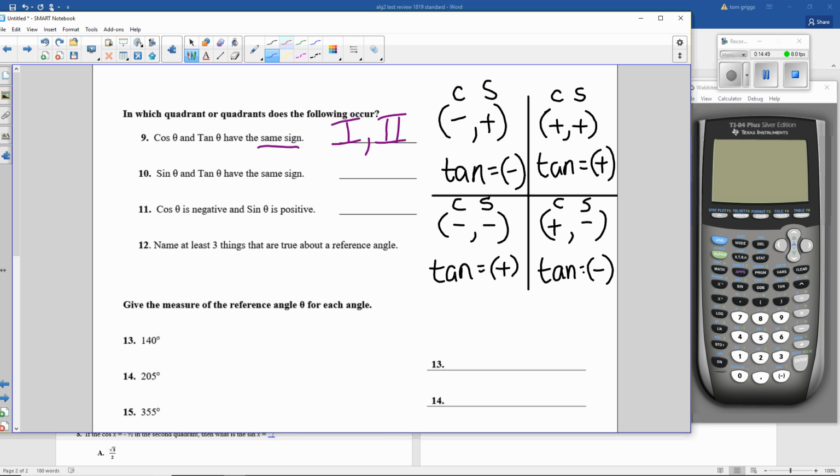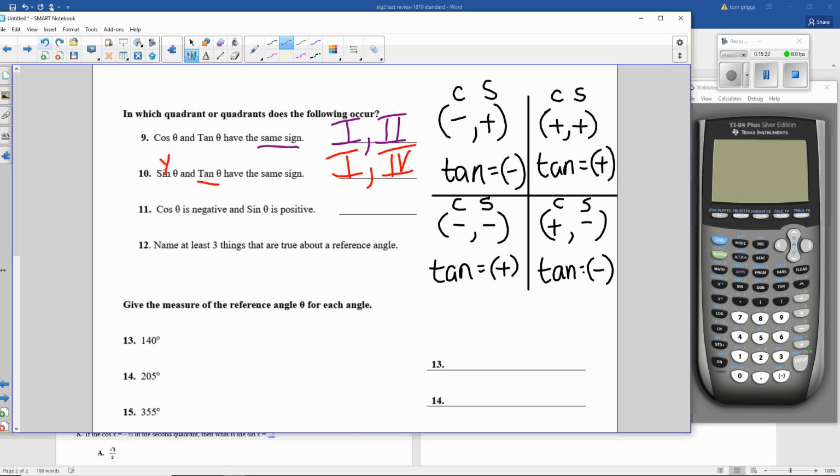Number 10, same type question, except this time they want to know which quadrant do sine and tangent have the same sign. So that is still quadrant 1 because sine is positive and tangent is positive. The other answer is where are they both negative, and that's quadrant number 4. Sine is negative and tangent is negative in quadrant 4.